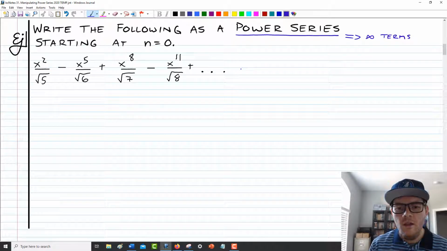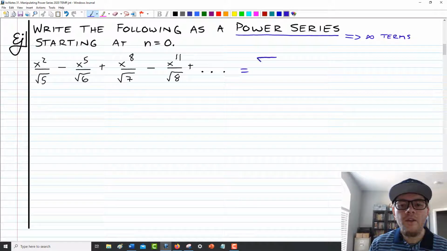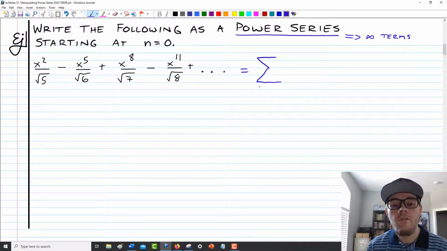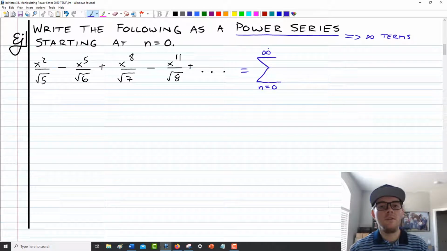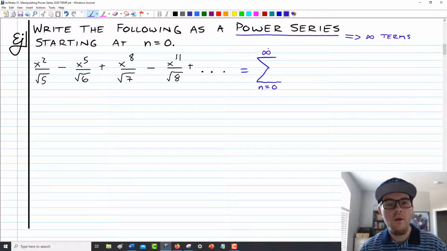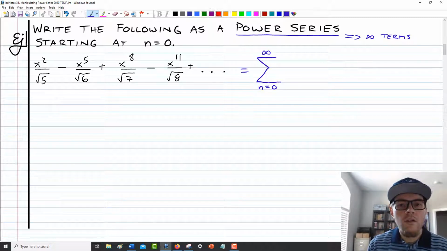So what I'm going to do here is first and foremost, I'm going to be prepared. If I'm going to write this as a power series, it would behoove me to write out the sigma notation first. And we're starting at n equals 0, so I'm going to go from n equals 0 up to infinity. Now it's just up to me to figure out what is the general term, like what's describing the pattern here, so that I can represent it nicely. So let's look at a couple different things. Let's start with the power.